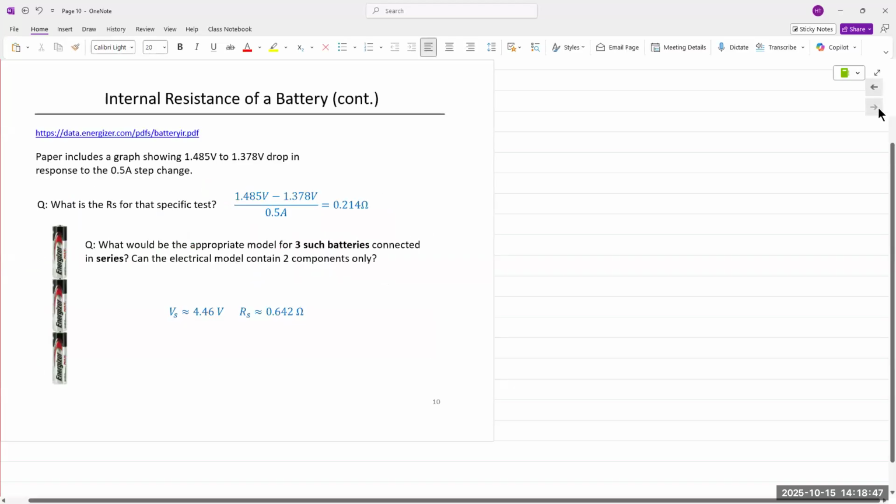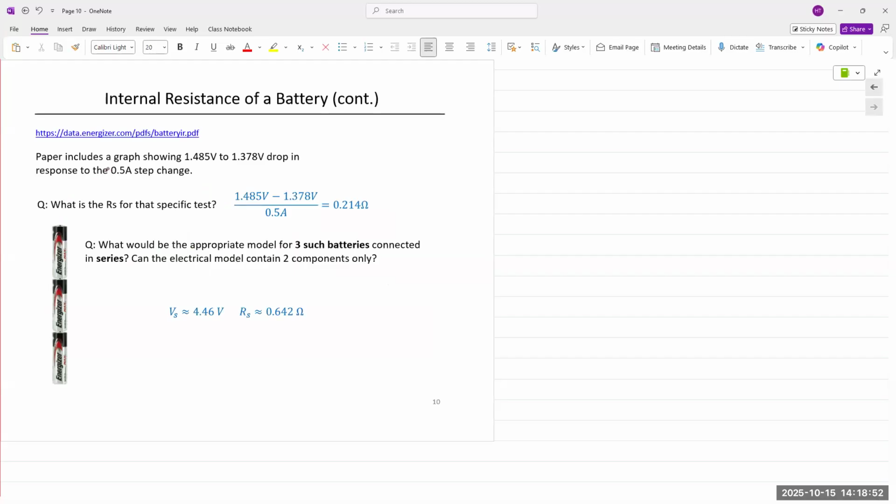All right. There is a graph on this data sheet that shows a change of voltage from 1.45 to 1.378 in response to a change of 0.5 amps. We apply the same principles and we can calculate the resistance for that battery as 0.2 ohms, or 0.214 ohms.